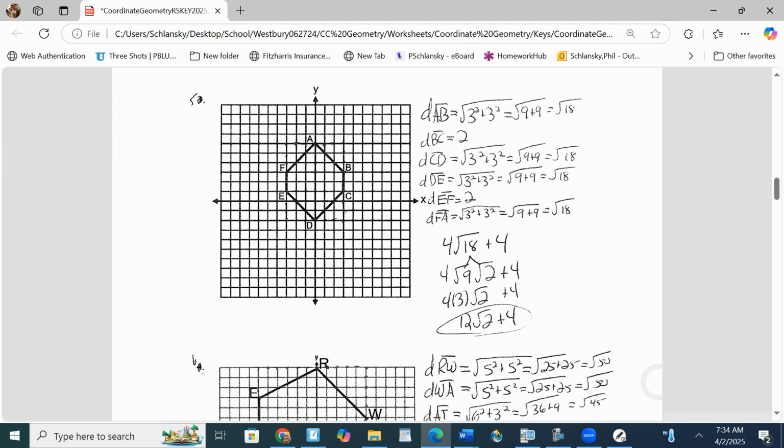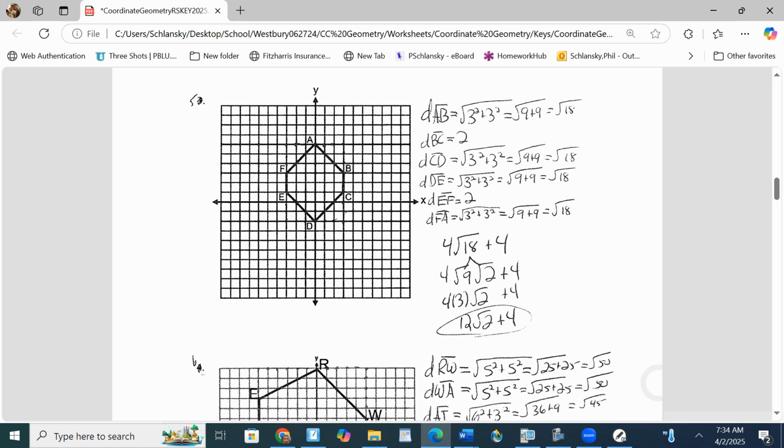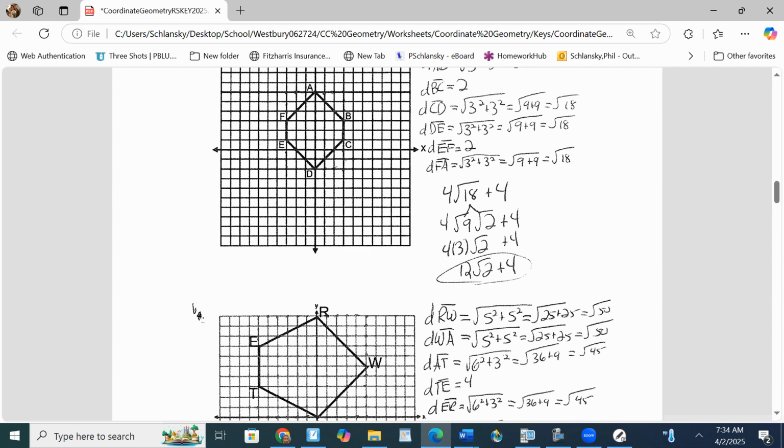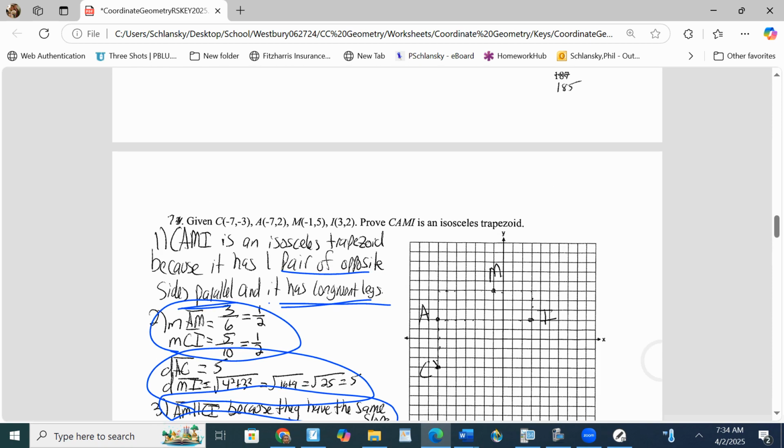You're going to have to find the perimeter of a shape by finding the distance of all the sides and adding them together and reducing the radical to put into simplest radical form. And then that brings us to the proofs. That's all I got.